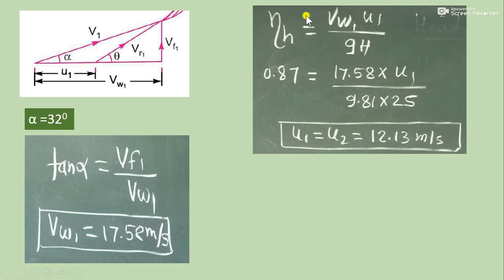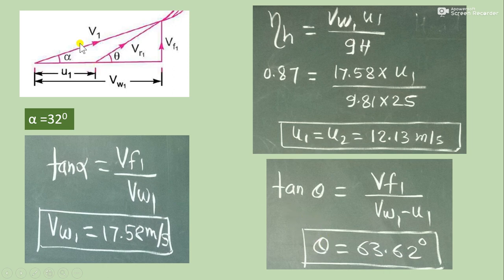Then hydraulic efficiency formula for the Kaplan turbine. In this hydraulic efficiency, H and Vw1 are the known values. So by putting the values we can obtain blade velocity, and we know that inlet and outlet in case of Kaplan turbine it is the same. So we can have U1 is equal to U2 value.